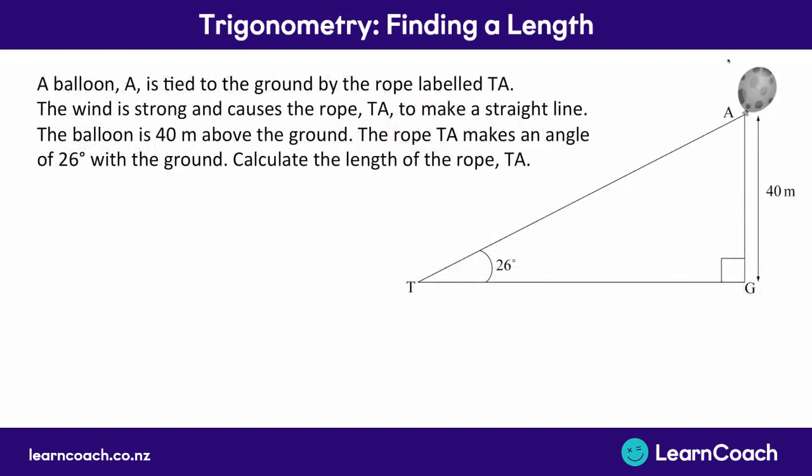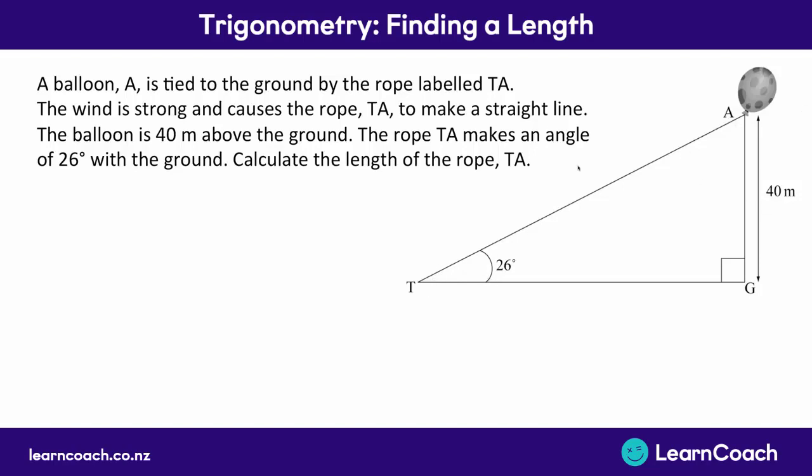Let's look. Here we have a balloon. It's tied by a rope which is labelled TA. Now the wind is really strong. It causes the rope TA to make a straight line. That's convenient. And the balloon is 40 meters above the ground. Now this rope makes an angle of 26 degrees with the ground. Can we calculate the length of the rope based on what we've got?